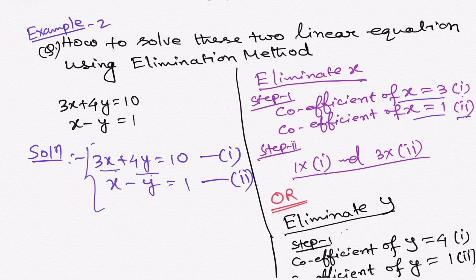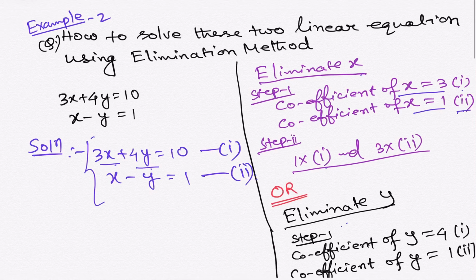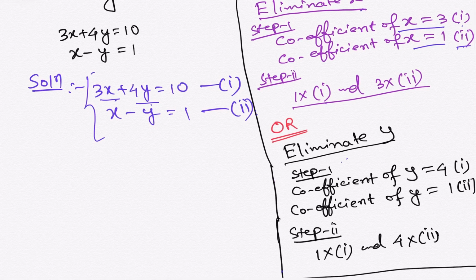If you choose y, you have to eliminate this variable first. A similar step you follow. First you write all the coefficients of y. We see that from equation 1 the coefficient of y is 4 and from equation 2 it is 1. So this 1 from equation 2 is multiplied to both sides of equation 1, and the coefficient of y from equation 1, this 4, is multiplied to both sides of equation 2. This is the final step.